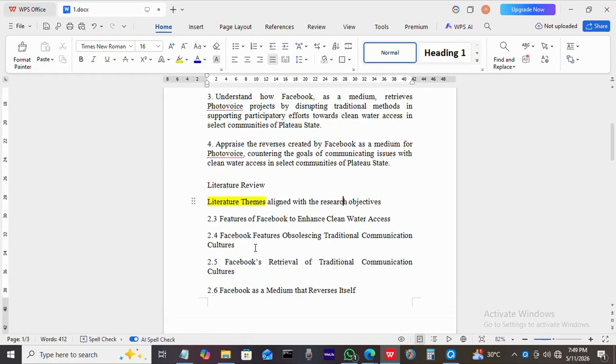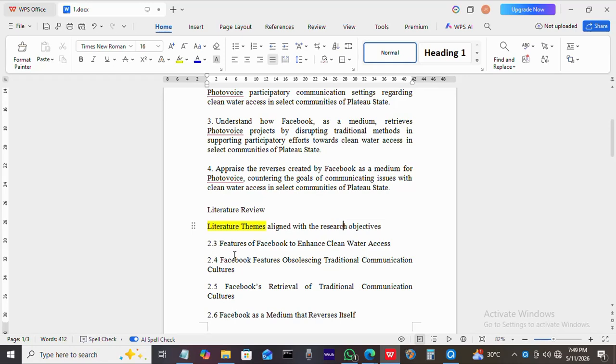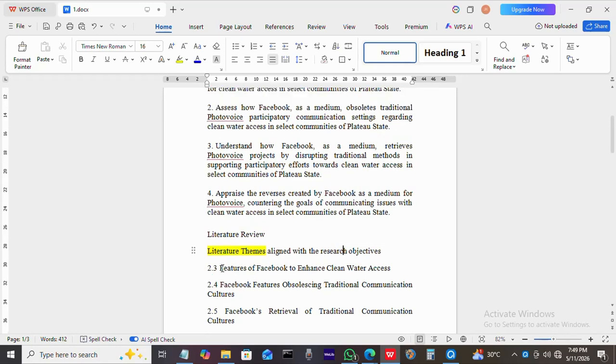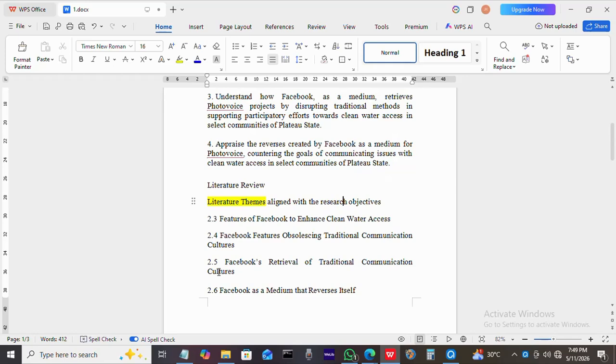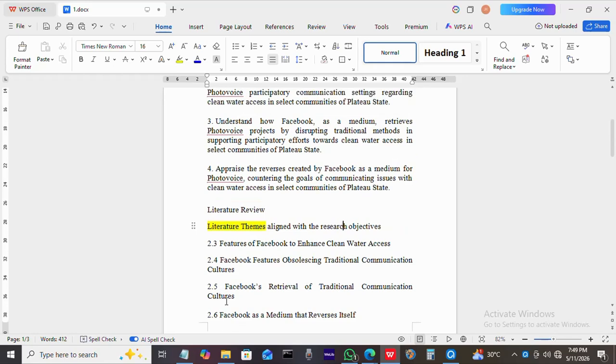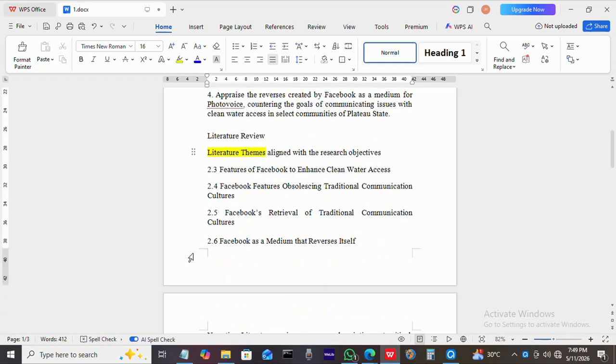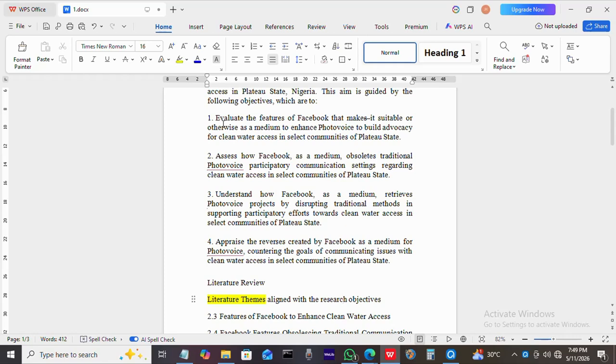Now, 2.3, we're starting after the conceptual review or the review of concepts. So 2.3, 2.4, 2.5, 2.6 in an ideal chapter 2 project. So, features of Facebook to enhance clean water access. Objective 1: evaluate the features of Facebook that make it suitable or otherwise as a medium to enhance photo voice to build advocacy for clean water access in the community.